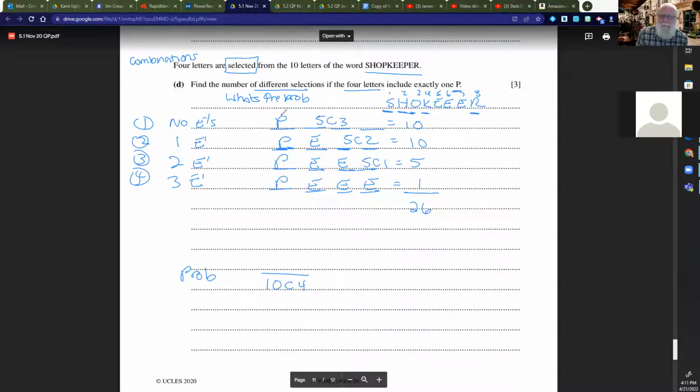Instead, how many P's were there? 2. I would do 2 choose 1, 2 choose 1, 2 choose 1. I would treat each one of these duplicate things as if they were completely unique. How many E's were there? 3. So this would be 3 choose 1. This would be 3 choose 2. This would be 3 choose 3. Does that make sense? Yeah.